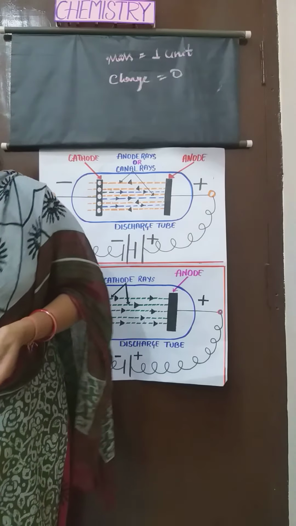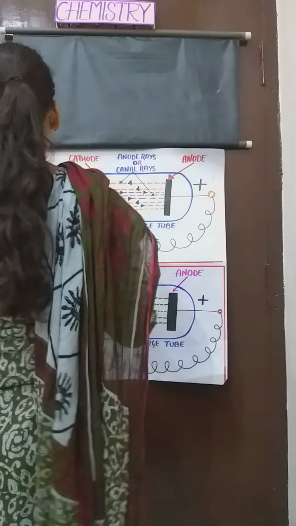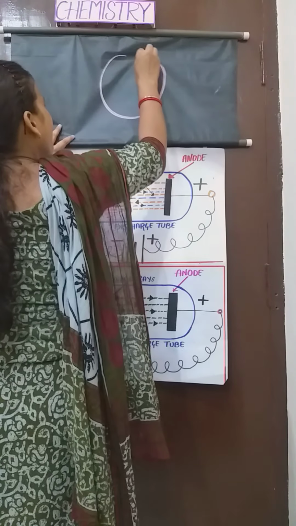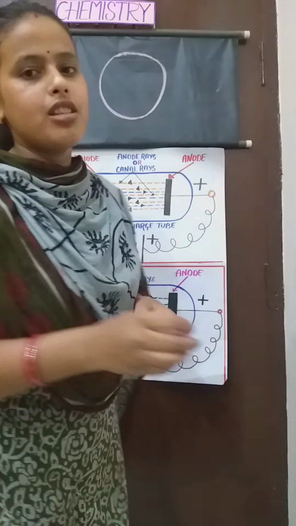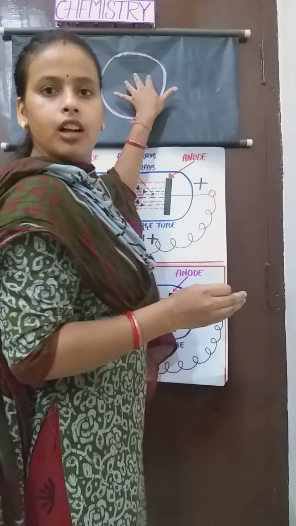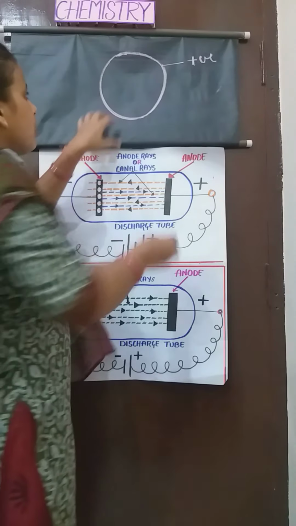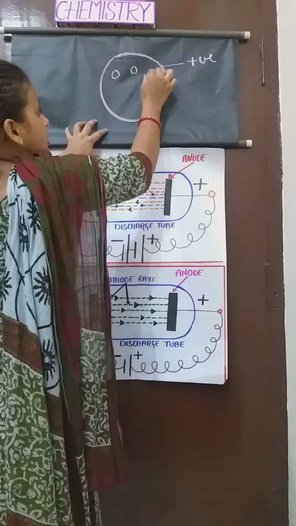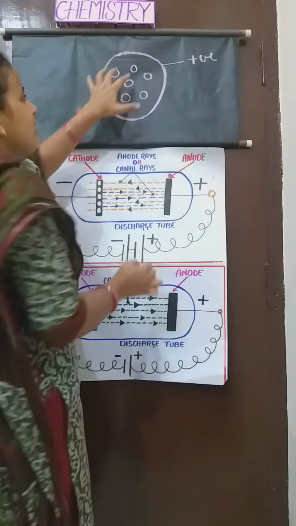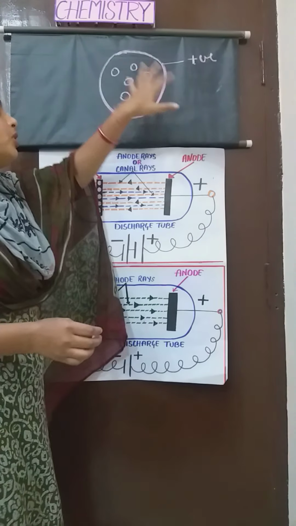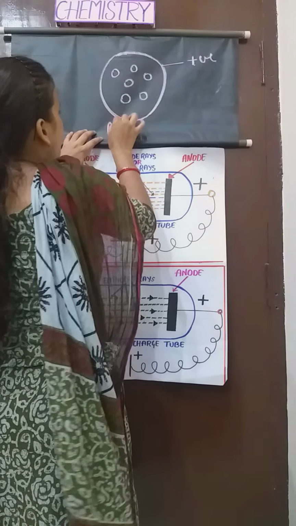In the plum pudding model, what he said was that the atom is a positively charged sphere. So this is a positively charged sphere, and inside it electrons are embedded, and these circles represent the electrons. This model is called the plum pudding model.